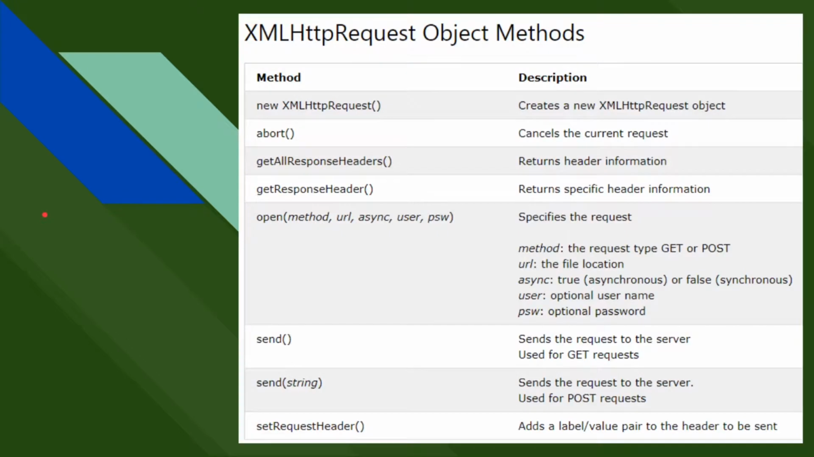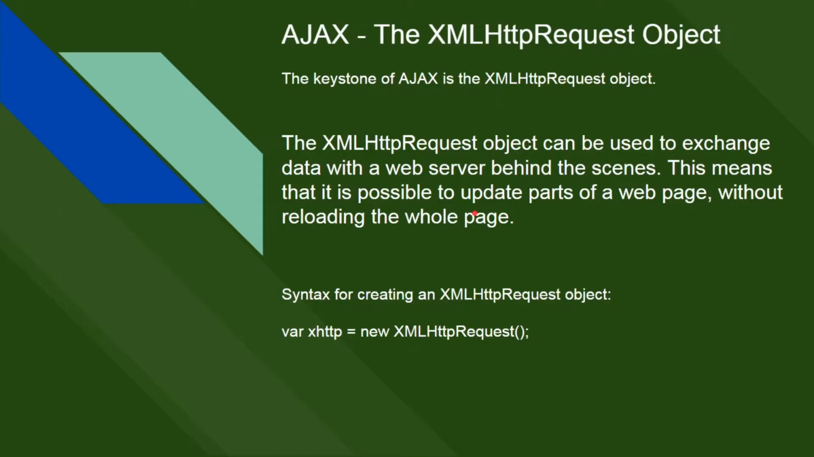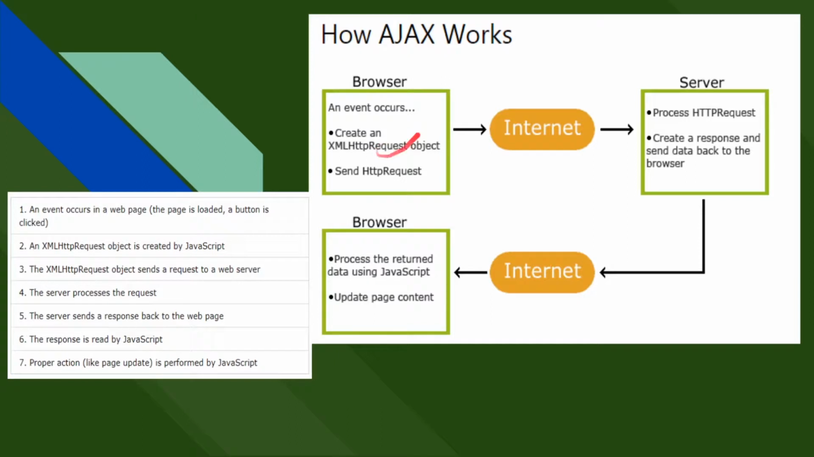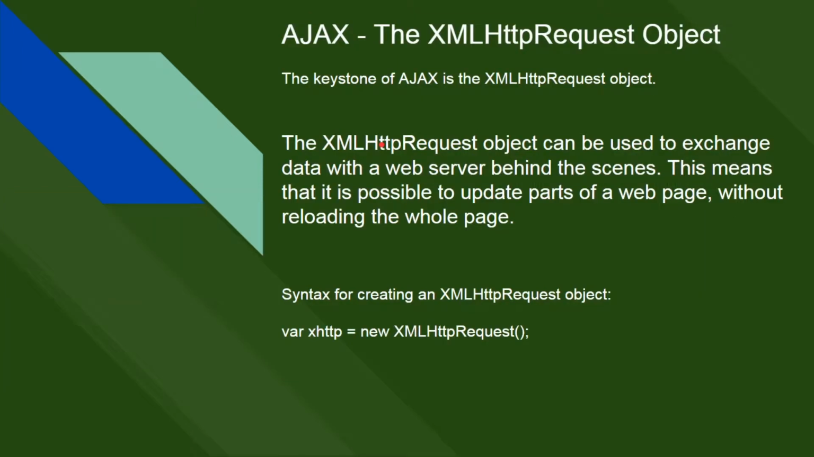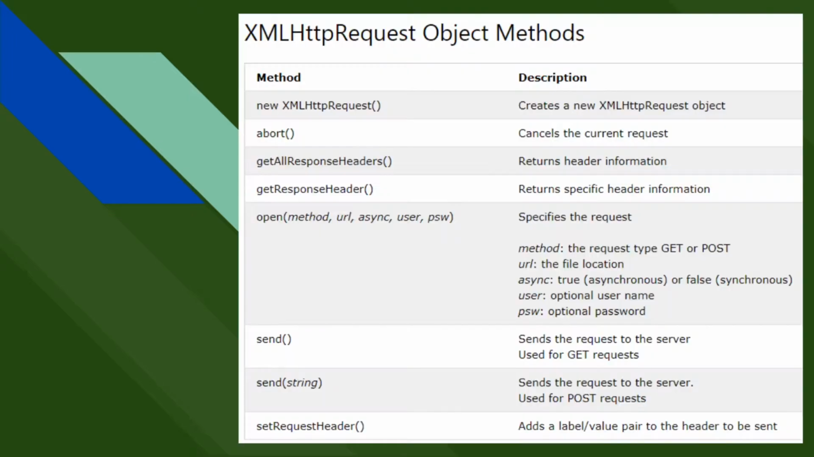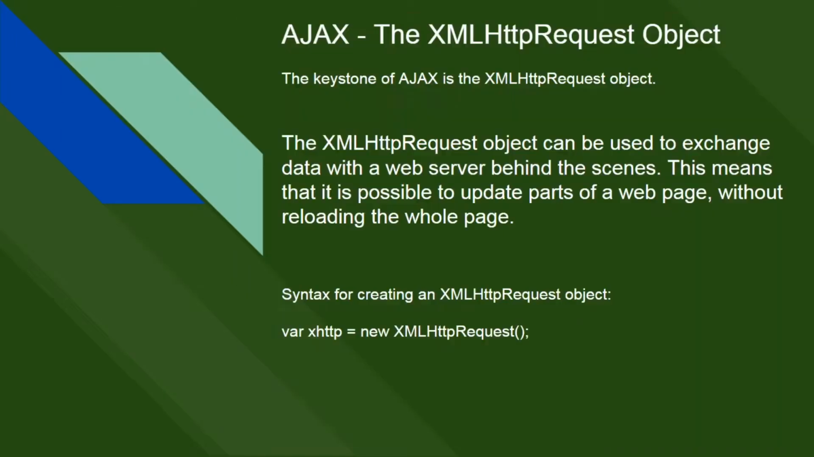So as we have seen, first we have to create the object and then send. The request object has two things: methods and properties. We will see it later on. The XMLHttpRequest object is the keystone of AJAX. The object can be used to exchange data with the web server behind the scenes.